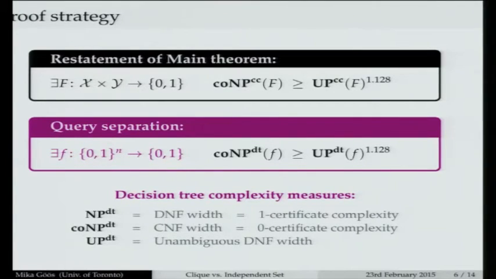Sorry? You can only do 3CNF if you add variables. Right.